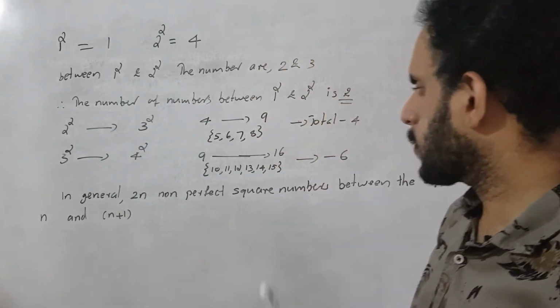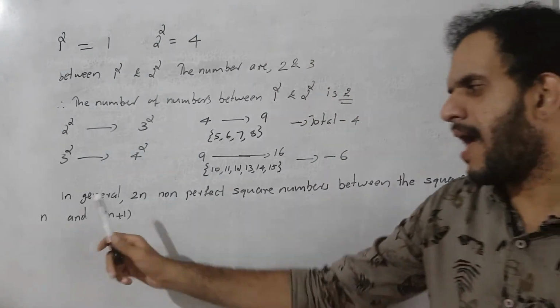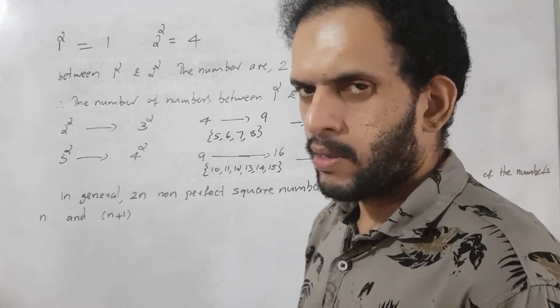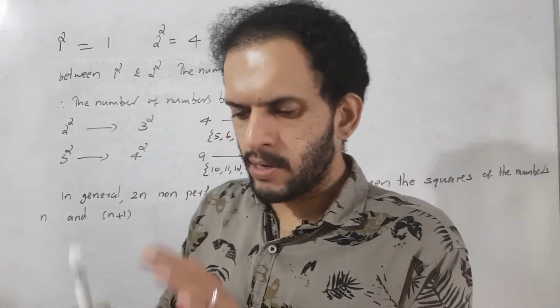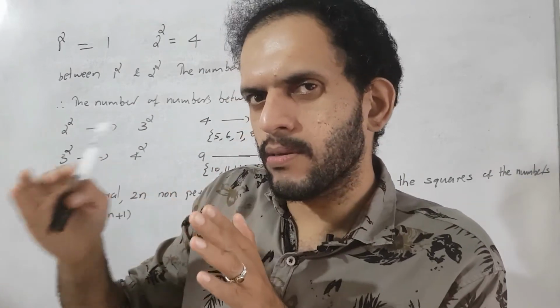2n non-perfect square numbers between the squares of the numbers n and n plus 1. The n and n plus 1 means the first number and the number just after that.